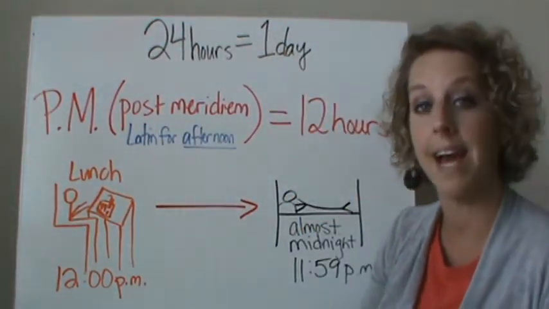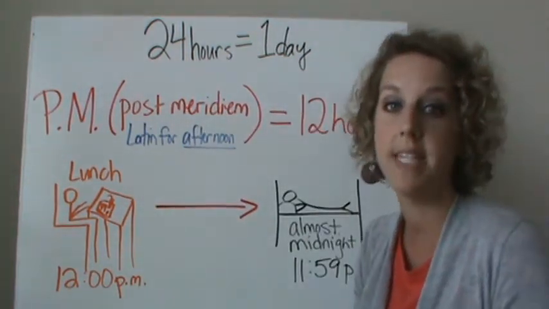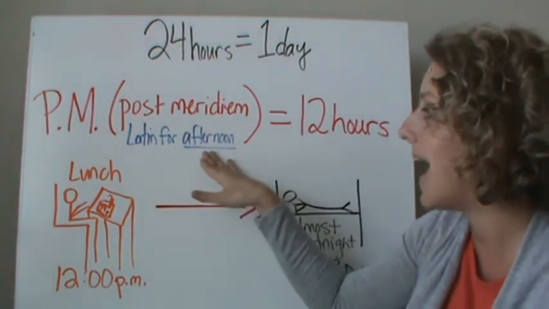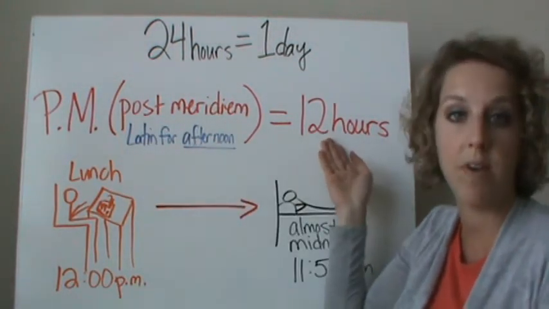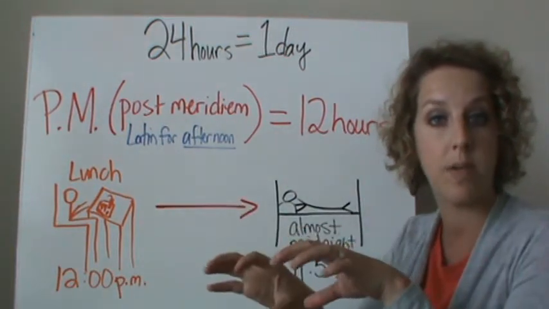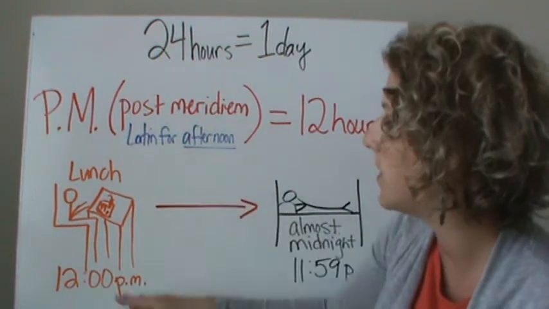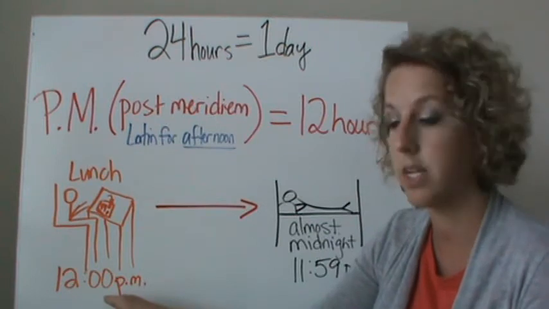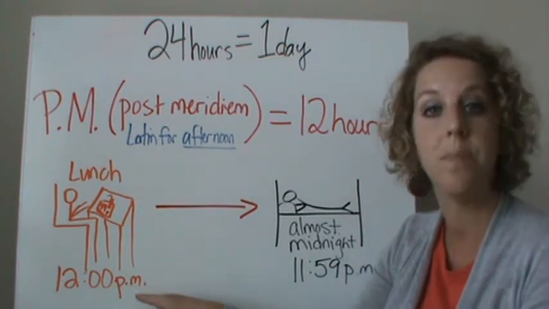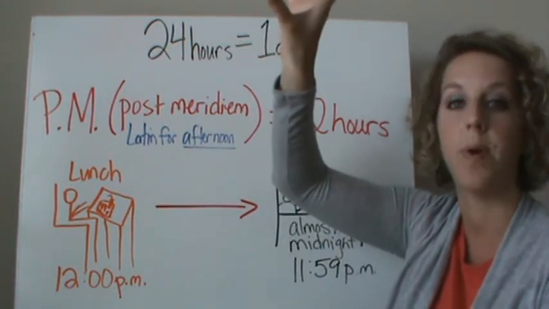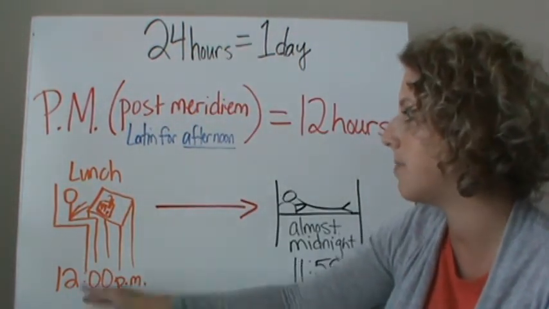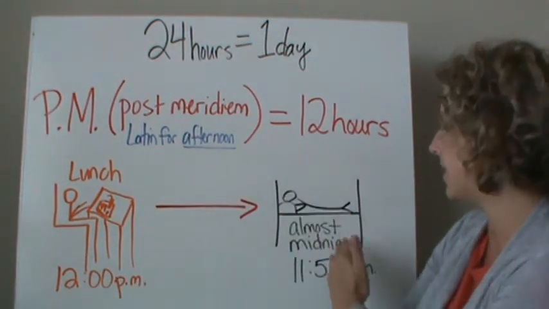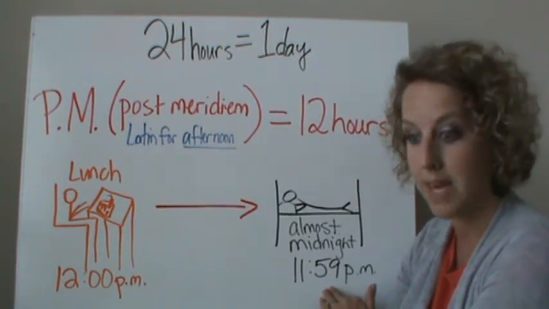Now if we switch to PM, remember there's still 24 hours in one day, and if we switch to PM, PM means post-meridiem, which is Latin for afternoon, which is still 12 hours. 12 hours AM plus 12 hours PM, 24 hours. So if we go from that same lunchtime 1 minute later, right after lunch or during lunch sometimes, 12 o'clock turns into PM. So when the sun is shining bright in the sky, it's 12 o'clock PM or afternoon. And then all the way, the 12 hours that go all the way to midnight, those are all PM.